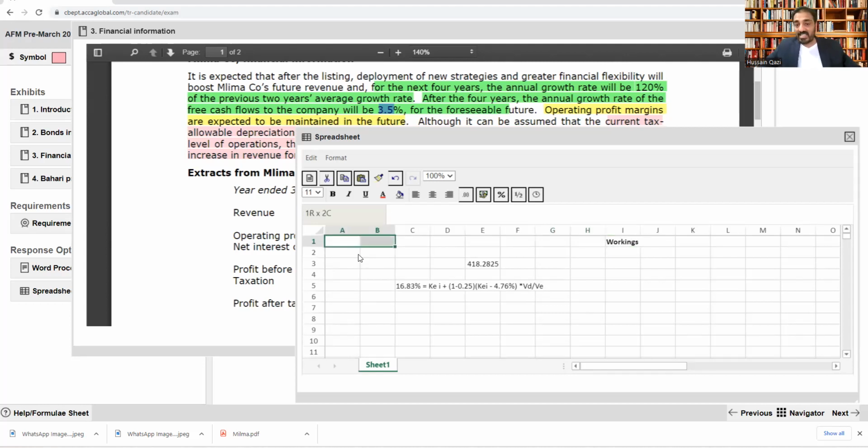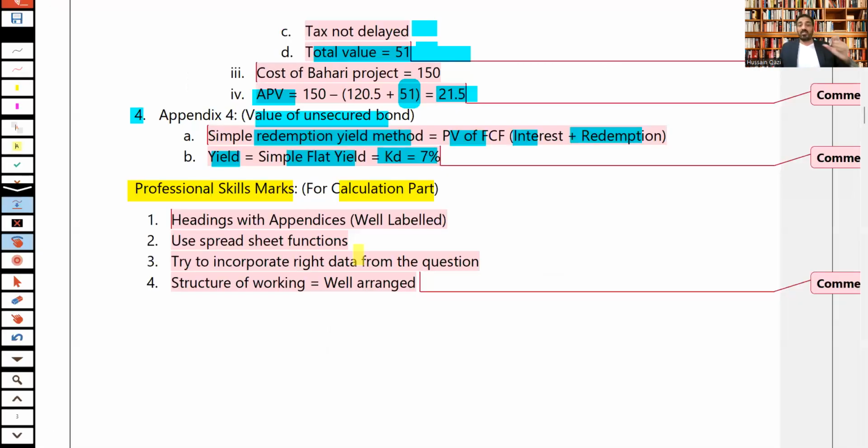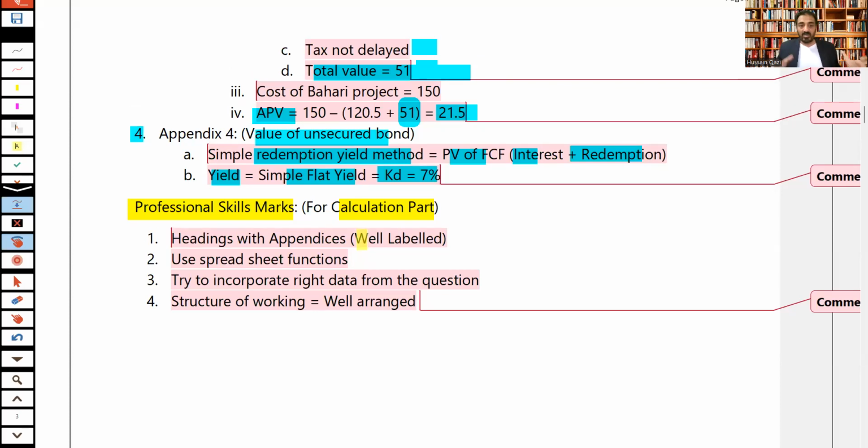Whatever you are doing at the left side, main working, you have to reference well to working 1, working 2, working 3. For example, if you are working with the free cash flow and you need to work out the growth rate, you mention working 3, growth rate. So here working 3, growth rate. This is called well structured working, well arranged. So that is about the professional skill marks of the question related to the calculation part.